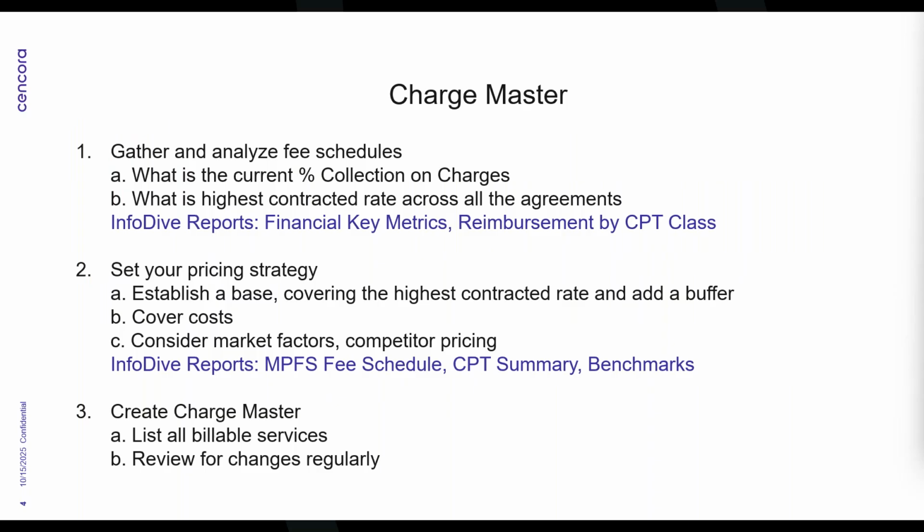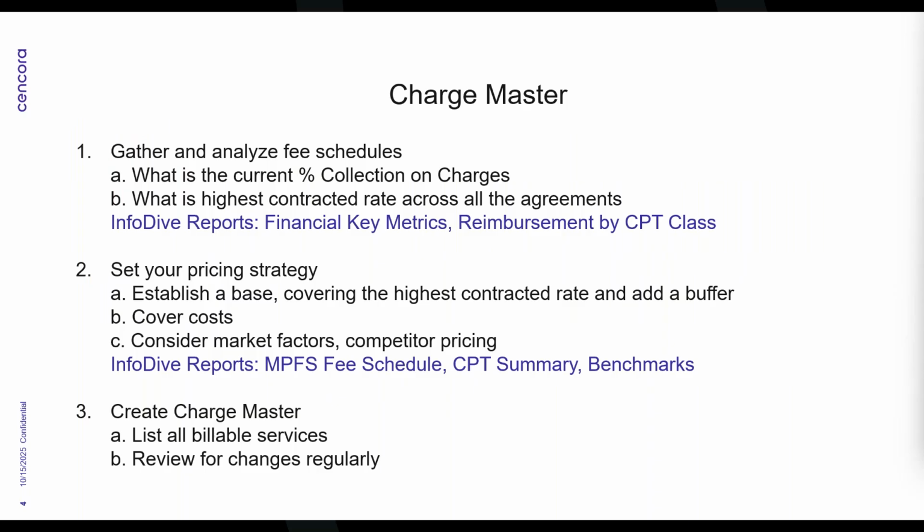But this is a good year to really dig in on your charge master. Lots of philosophies when it comes to setting a charge master, but it really all starts with checking what's your current percent of collections on your charges. You want to make sure you're billing at least your highest contracted rate across all the billable codes so you aren't leaving any money on the table. And the financial key metrics and the reimbursement by CPT class reports are going to let you review those rates really quickly. And then once you have that information, you can go set your pricing strategy.